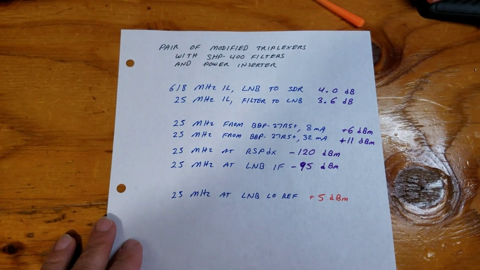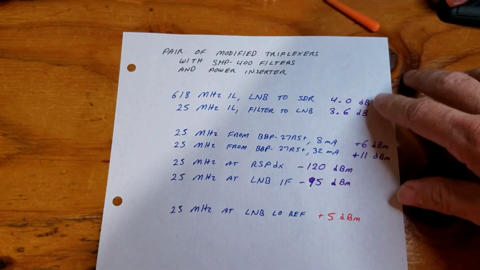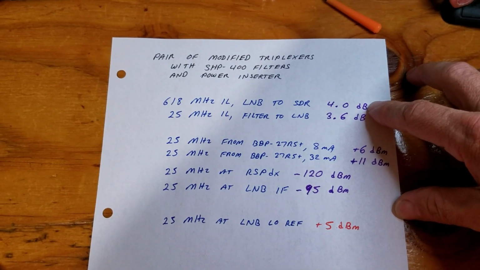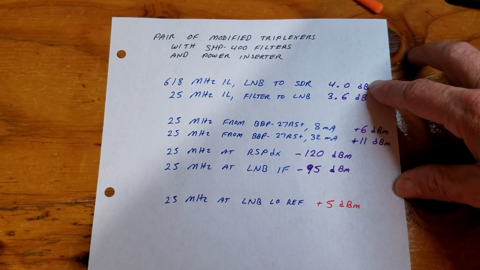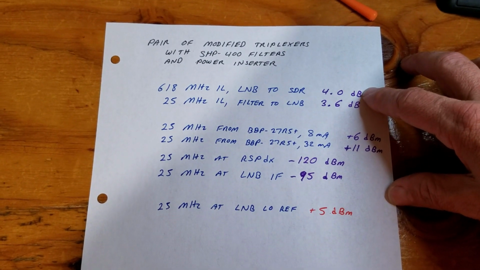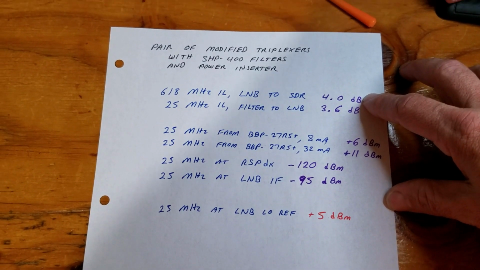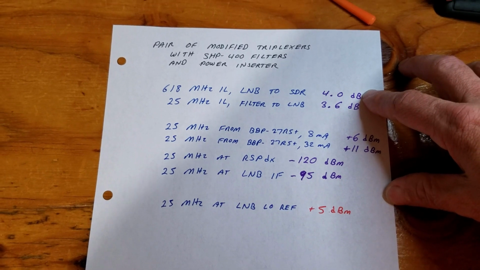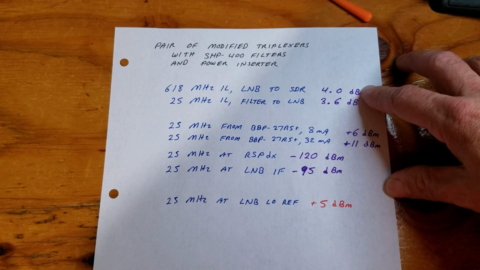Ultimately, some measurements on the system. The insertion loss with the two triplexers at 618 megahertz is about 4 dB. There'll be another 4 or 5 or 6 dB of feed line loss in my long 370-foot feed line going up to the tower. Not an issue, because the LNB has so much gain it can overcome these losses easily, and much more.